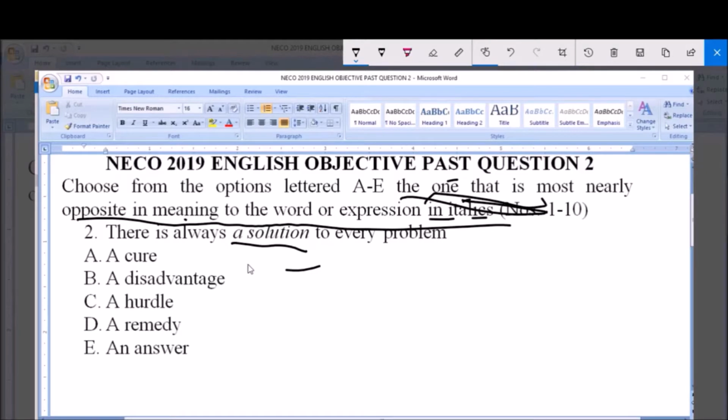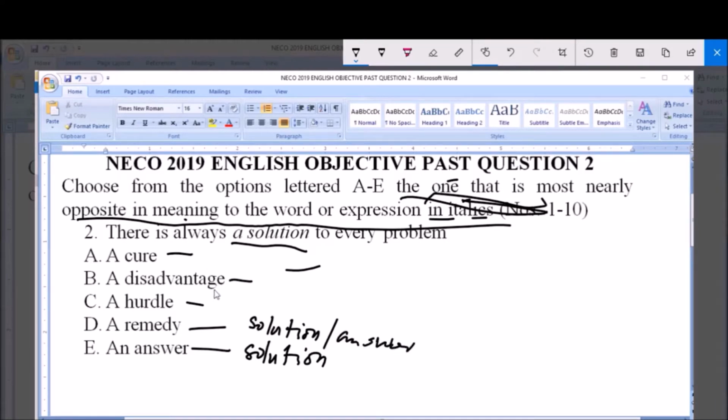Option A says cure. B says a disadvantage. C says an undo. D says remedy. E says an answer. An answer is synonymous to solution. It's the same thing as solution. Remedy is the same thing as solution and answer.